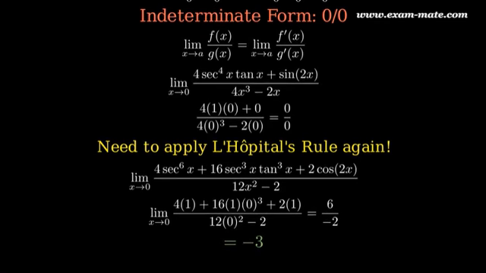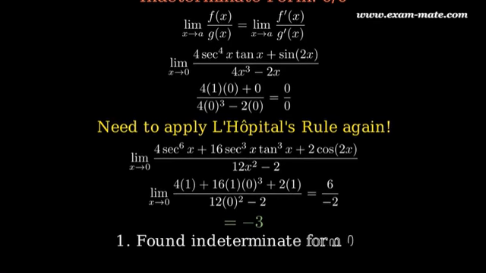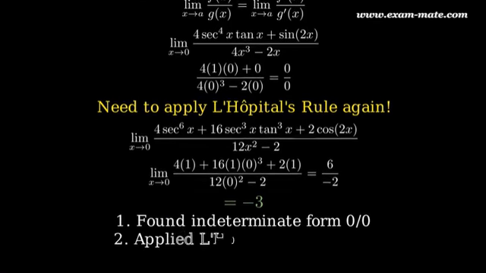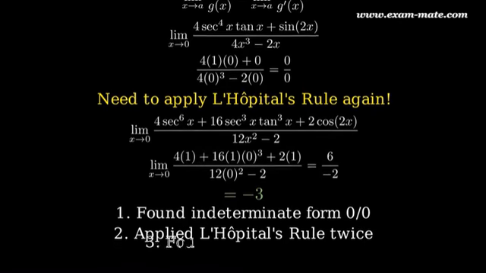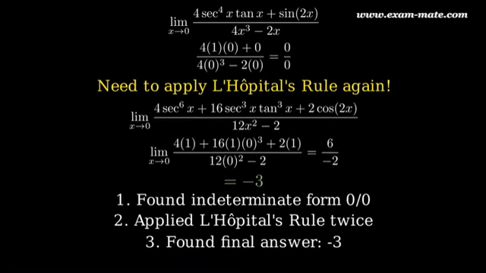Let's review what we did. First, we found an indeterminate form 0 over 0. Then we applied L'Hopital's rule twice. And finally, we evaluated the limit to get negative 3.